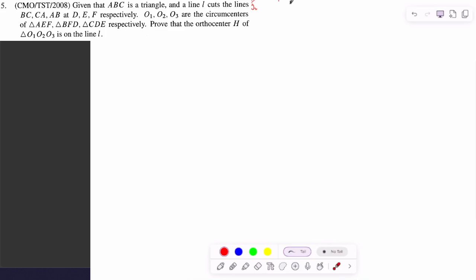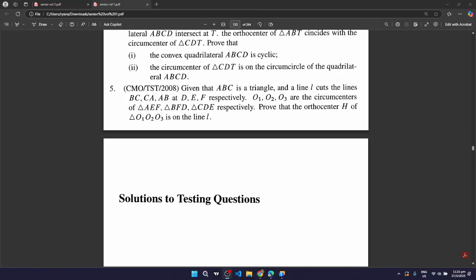Alright, so let me just switch the screen and show you the problem. So, second problem of today, I'll be doing 3 problems in total today.